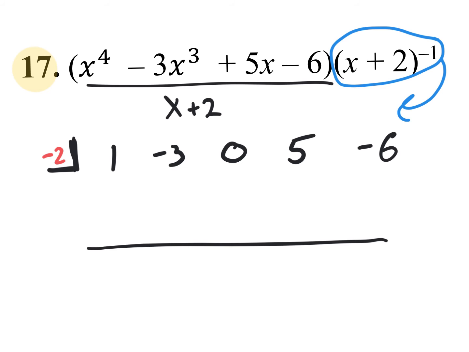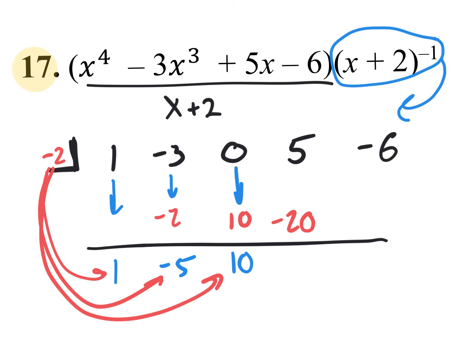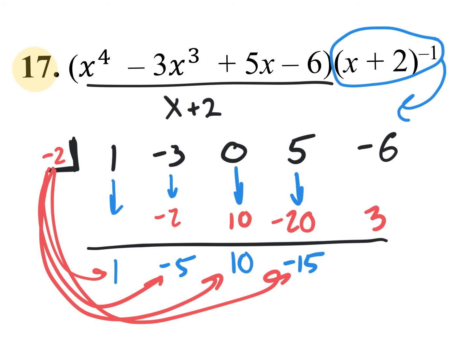Okay, so as you go down, 1 plus nothing is 1. As you go up, negative 2 times 1 is negative 2. As you go down, negative 3 and negative 2 is negative 5. As you go up, you multiply. Negative 2 times negative 5 is positive 10. As you go down, you combine. 0 plus 10 is 10. As you go up, multiply. Negative 2 times 10 is negative 20. As you go down, combine. 5 plus negative 20 is negative 15. As you go up, multiply. Negative 2 times negative 15 is positive 30.